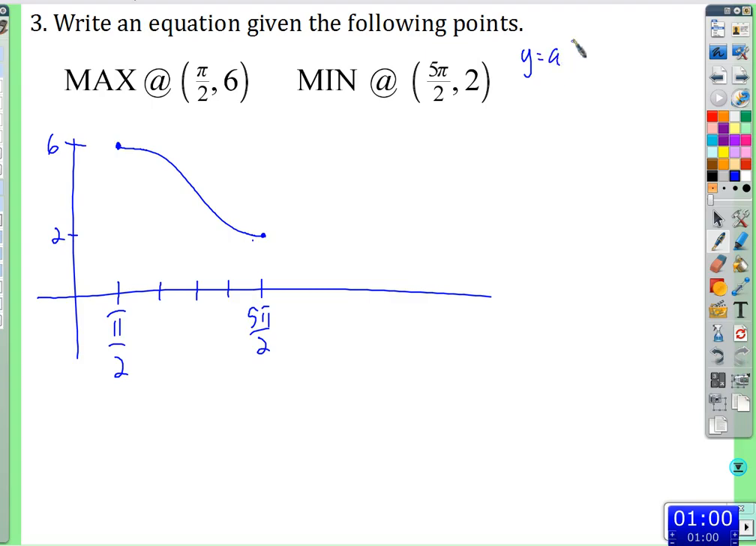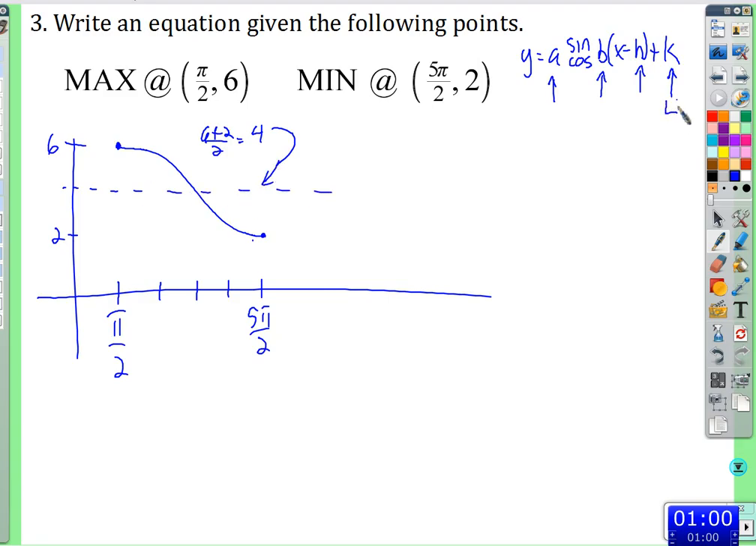Y equals A times sine or cosine, depending on what we choose, of B times x minus H, plus K. Just got to figure out all of these. What's one of them we can figure out? The midline. The midline is what? It's 4. If we take 6 plus 2 over 2, we get 4, and that is this midline. That is K. Amplitude is 2. So A is 2.